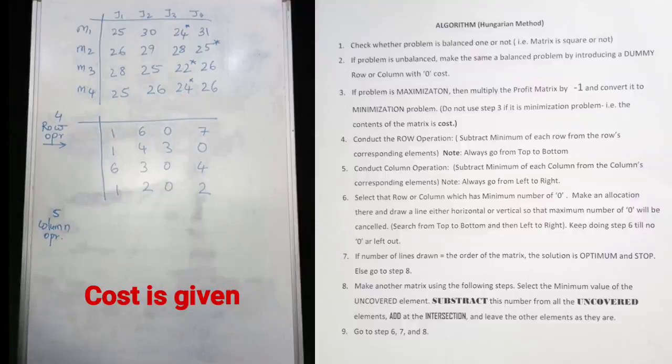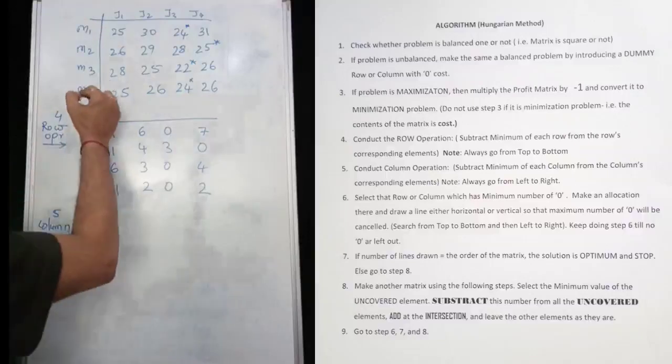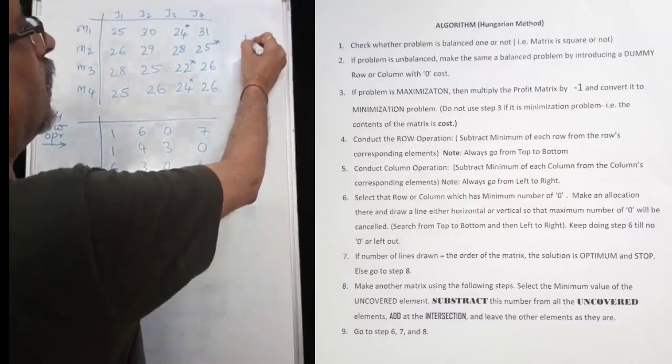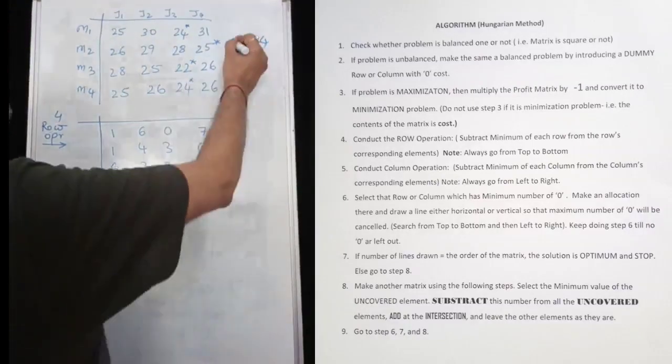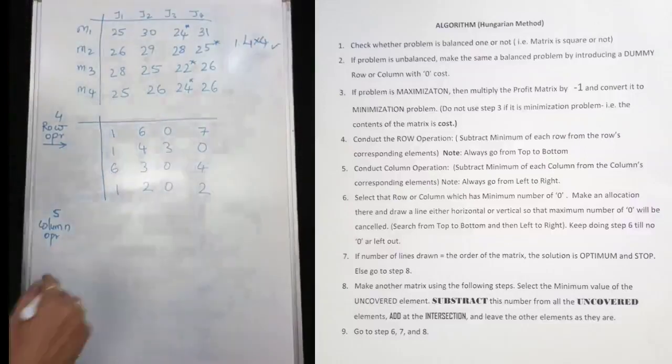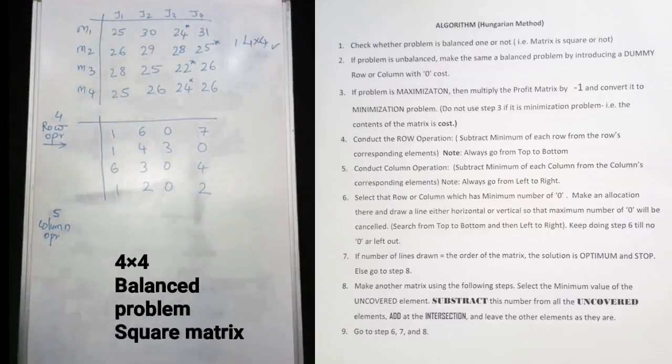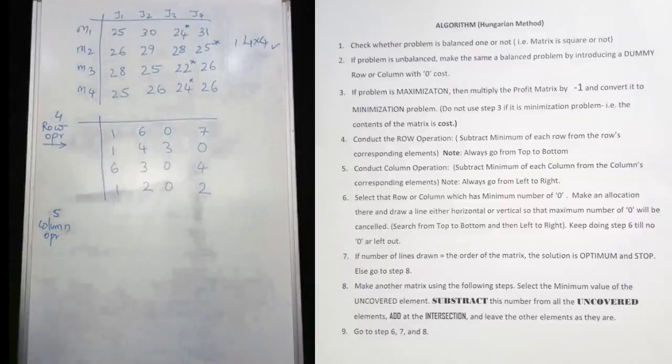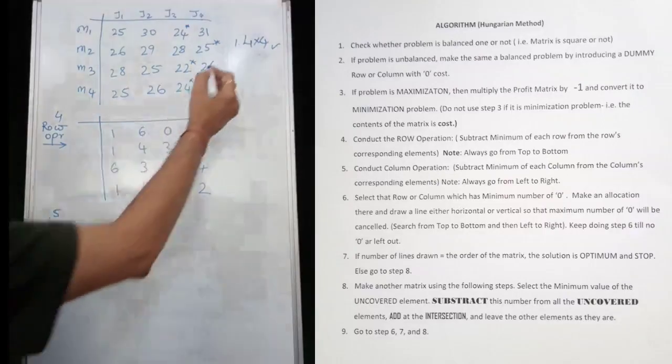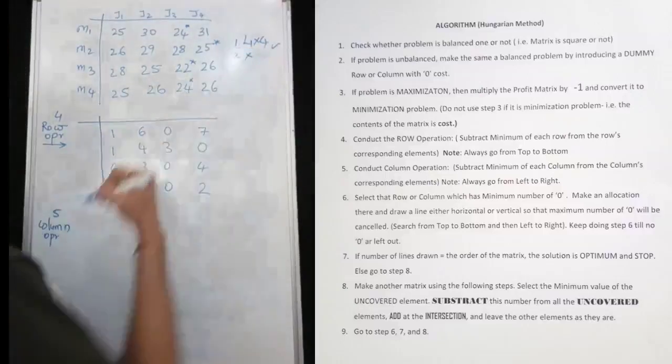What does the first algorithm say? It says check whether the problem is balanced or not. Yes, the problem is balanced because I've got 4 men and 4 jobs, so it is a 4 by 4 matrix. My step number 1 is done. What does step number 2 say? If the problem is unbalanced, make it a balanced problem by introducing a dummy row or column. So the problem is already balanced, so I did not do step number 2 at all.